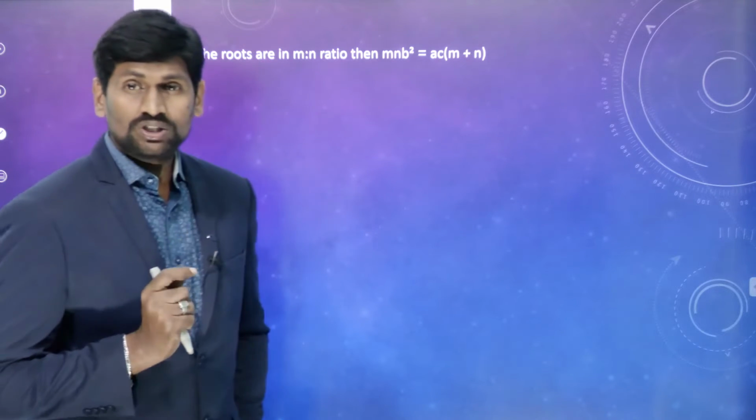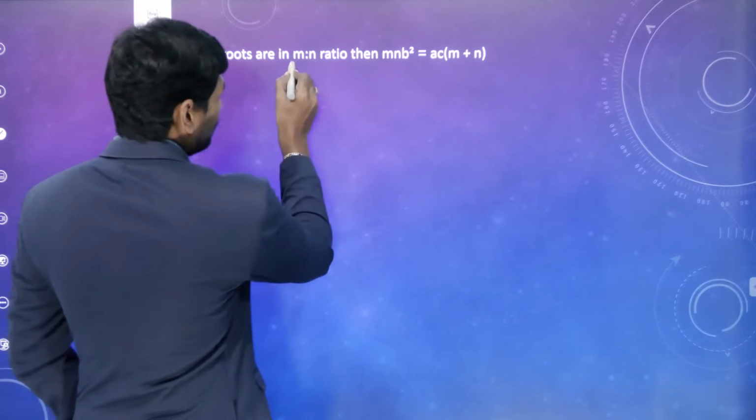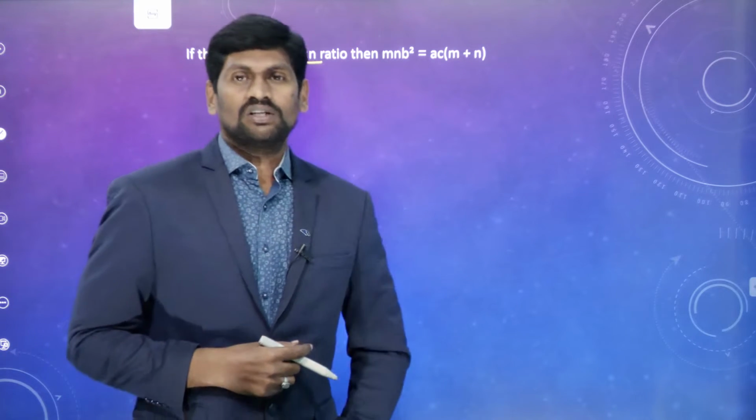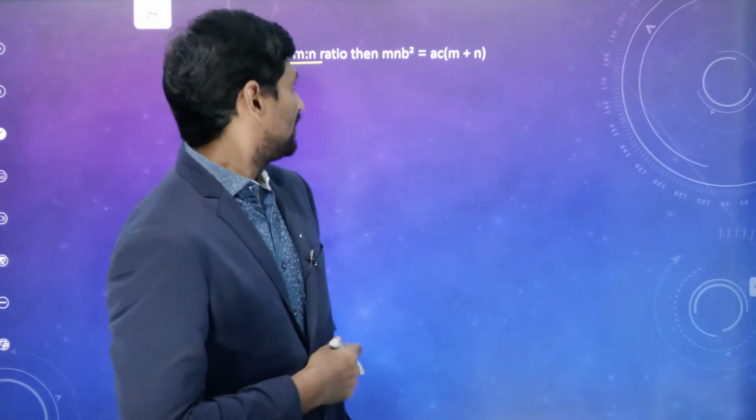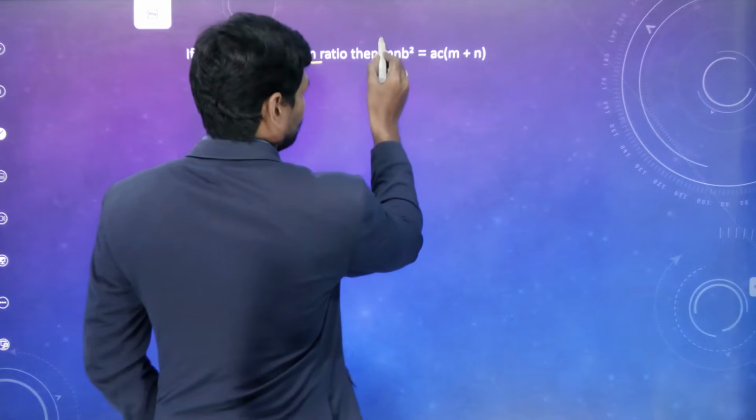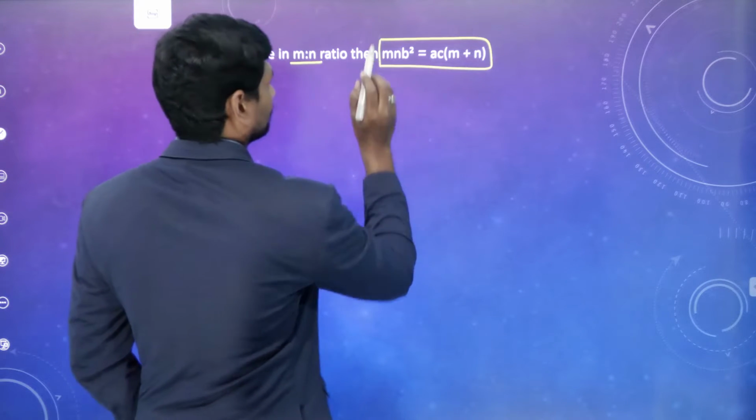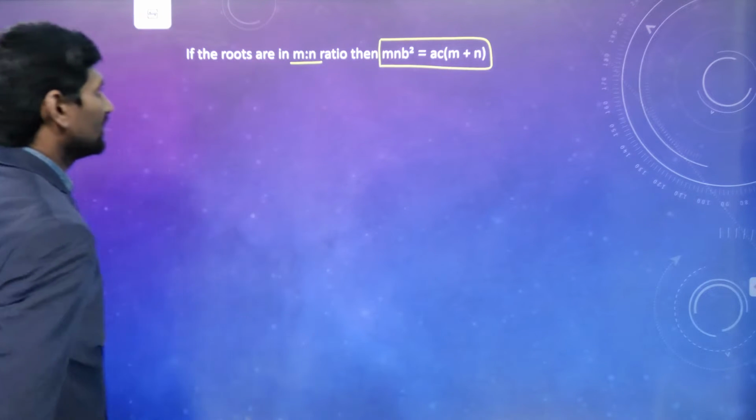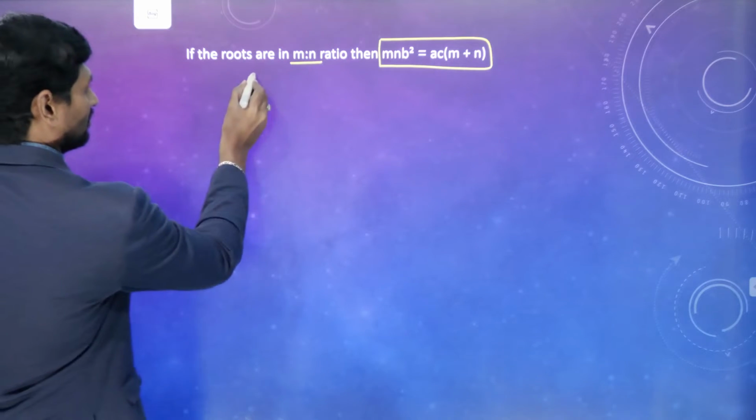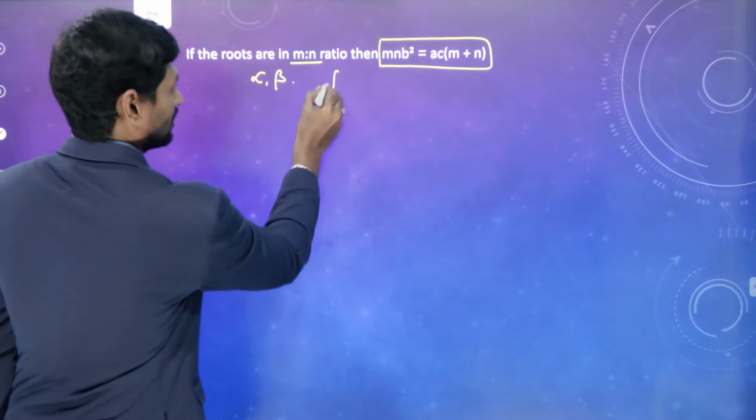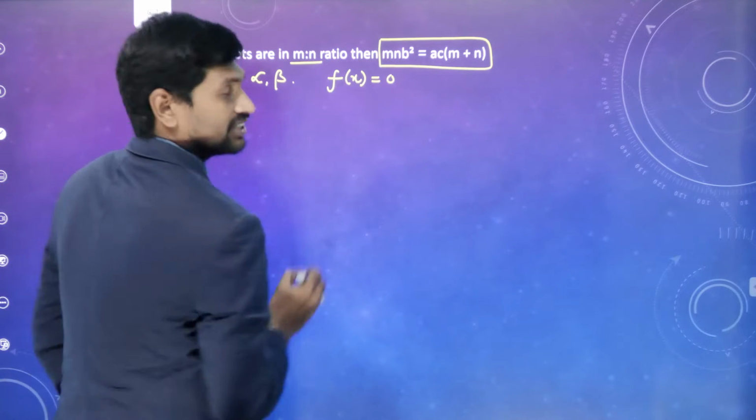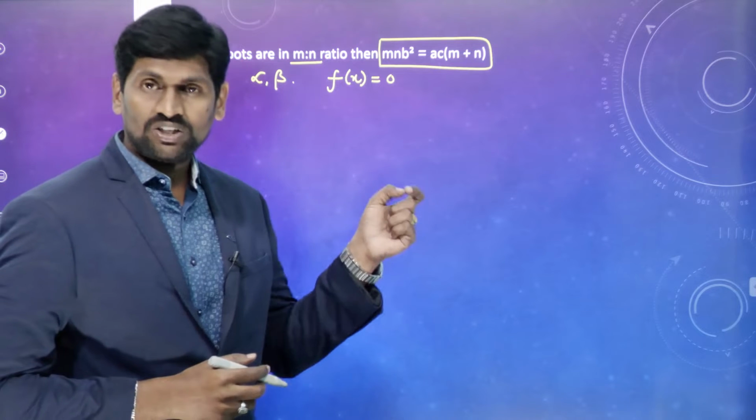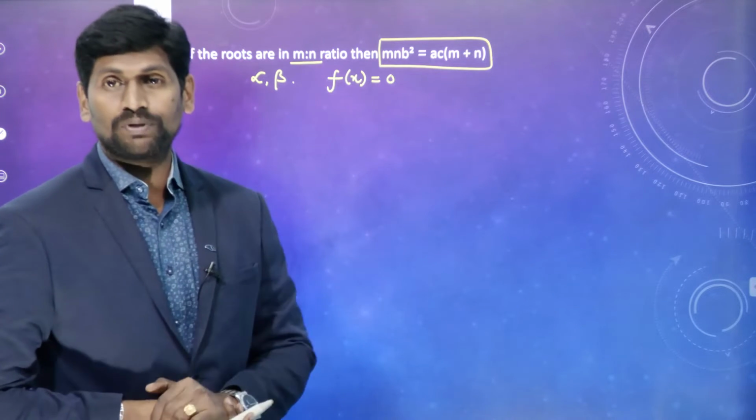See here, if the roots of the equation are in the ratio m is to n, then we have to prove that m into n b square equals to ac into m plus n. So let us see. We know that alpha comma beta are roots of the quadratic equation. If alpha comma beta are roots, then f of x equals to 0. Here f of x means the required quadratic equation, nothing but ax square plus bx plus c equals to 0.